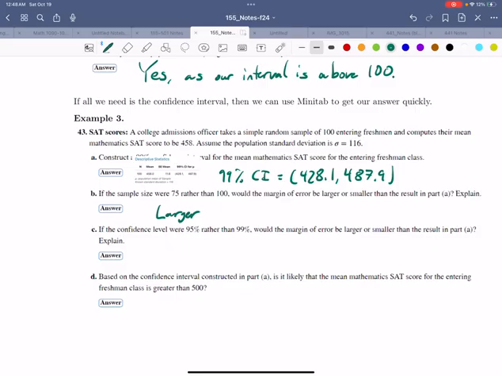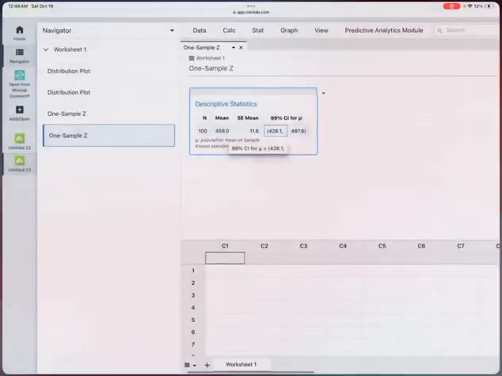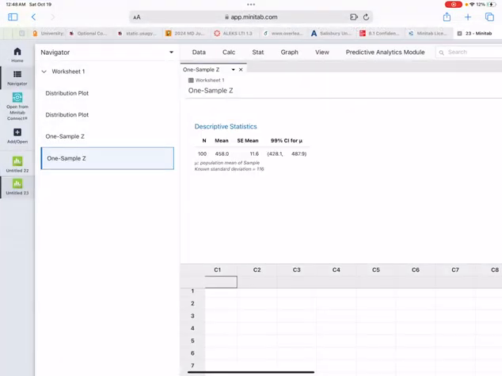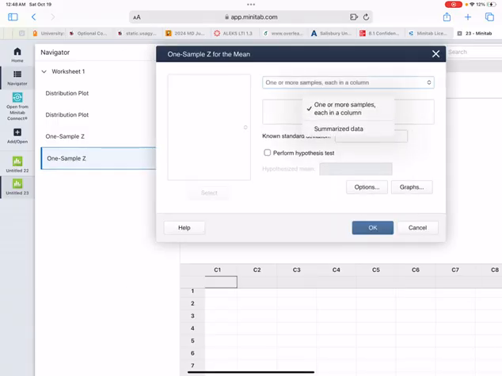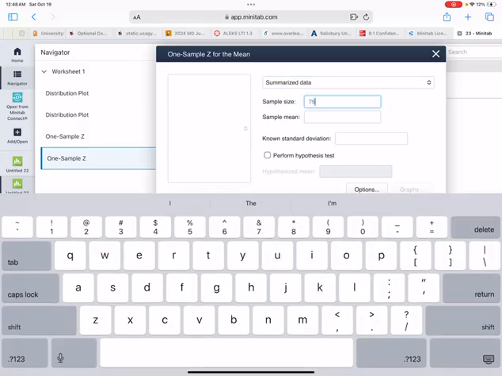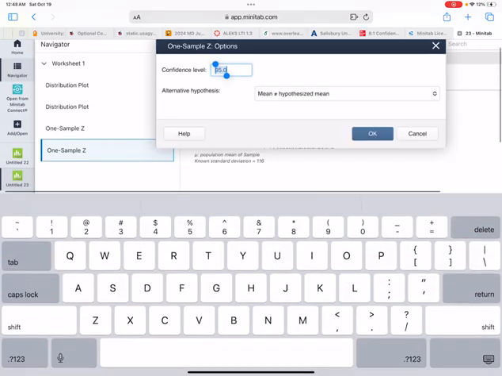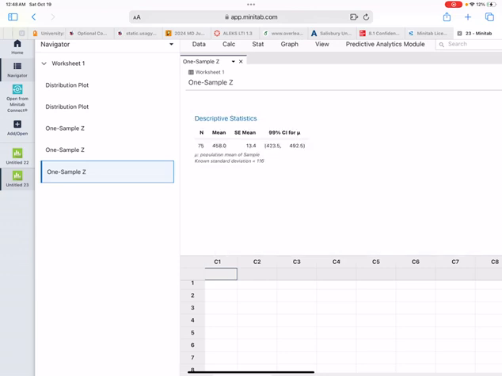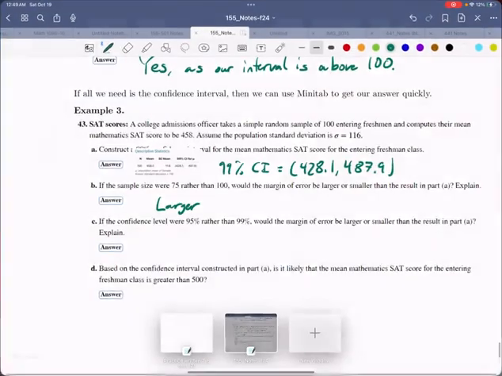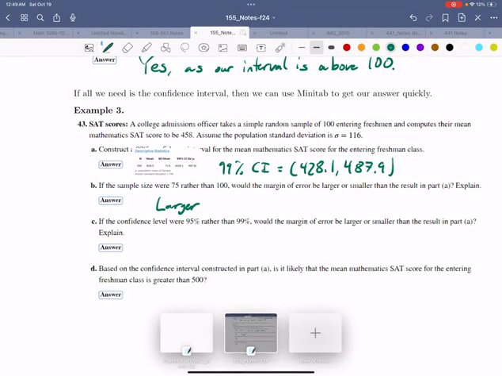All right, let's test it out, right? Let's make sure I'm correct, right? Go back into Minitab. Stat, Basic Stats. We do this. 75. Sample mean is still 458. The standard deviation, 116. Options, make it 99. Right? See how that interval is a little bit bigger? That's because the margin of error is a little bit bigger. Right? But again, if we understand the concepts, then we should know this, okay?